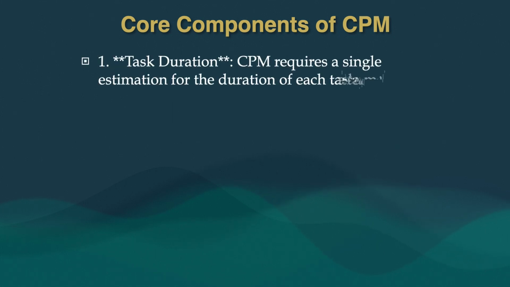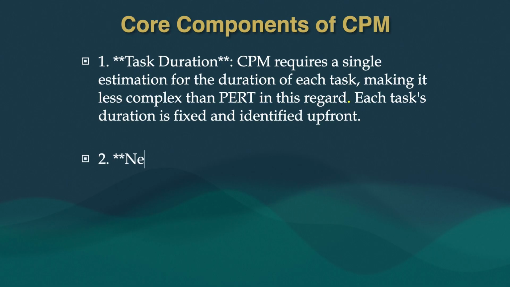What is task duration? Critical path method requires a single estimation for the duration of each task, making it less complex than PERT in this regard. Each task duration is fixed and identified upfront.